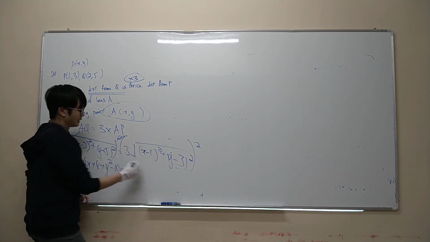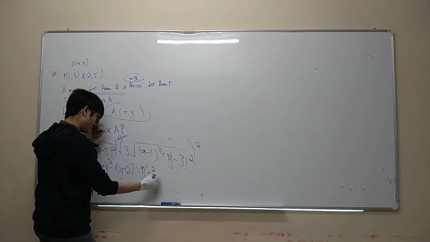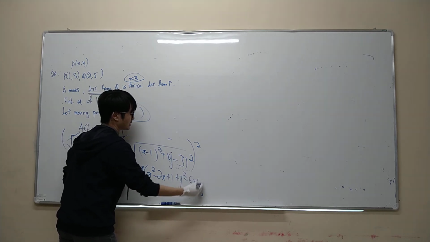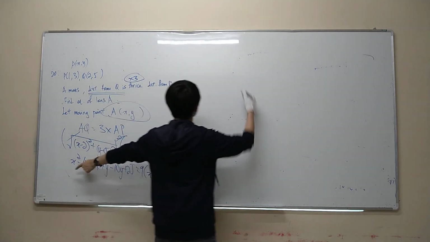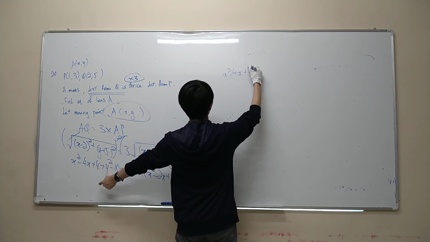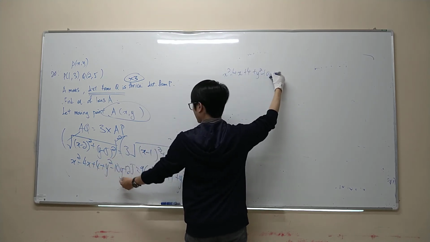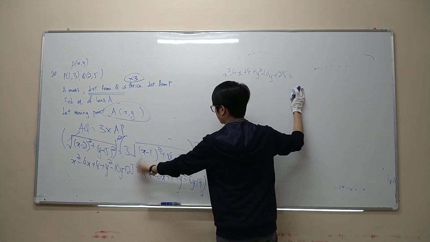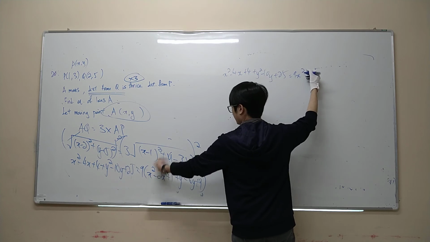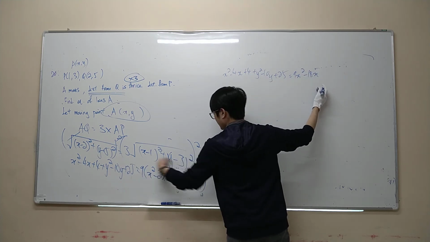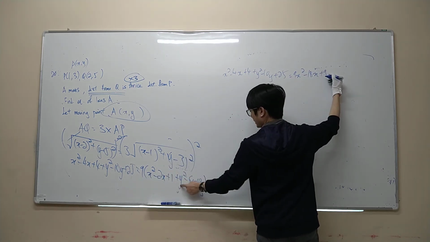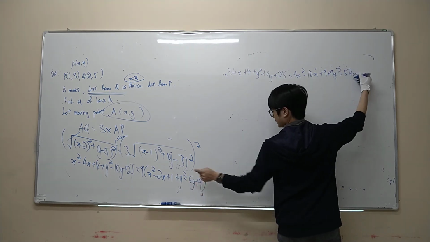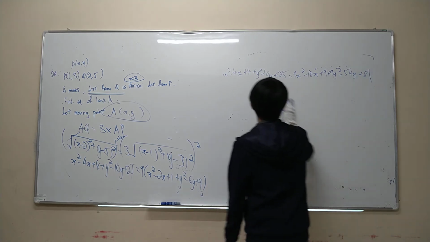Okay, what is 3 squared? 9. And then here will be x squared minus 2x plus 1. Here will be y squared minus 6y plus 9. So x squared minus 4x plus 4 plus y squared minus 10y plus 25 equals 9 times, expand: 9x squared minus 18x plus 9, plus 9y squared minus 54y plus 81.